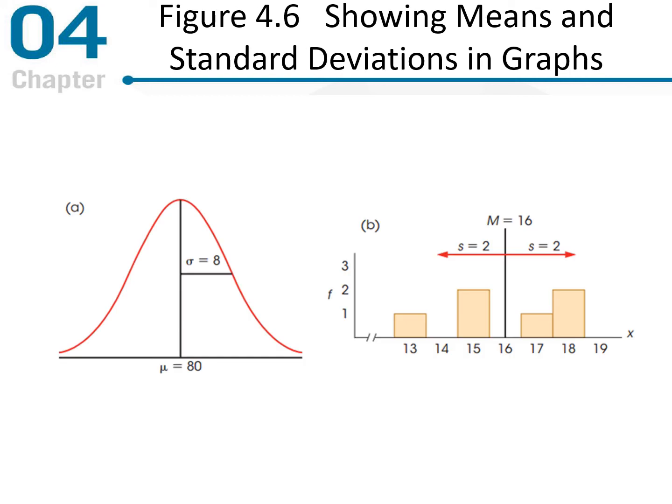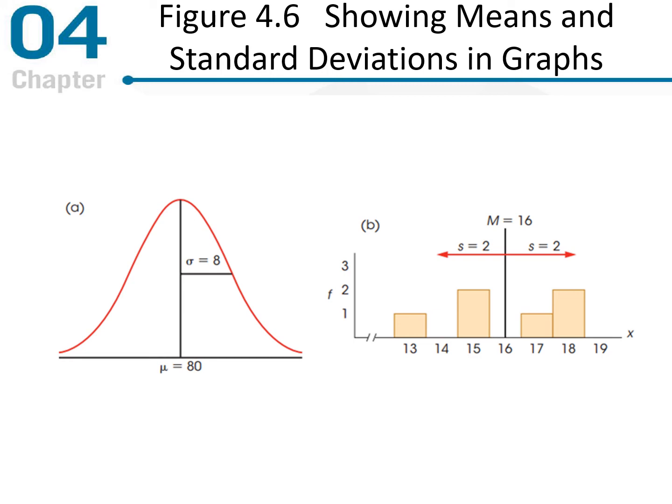And in the 2 pictures here, you have the mean of 80 on the left, standard deviation of 8 in the population, and then you have the sample on the right here, where the mean is 16 and the standard deviation is 2. And that's useful to have the mean there depicting it. It helps you follow it a bit, right? It's just a graphical representation.